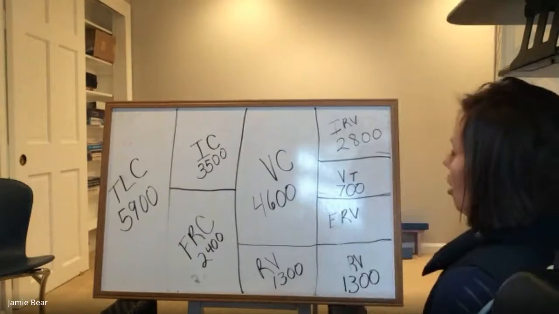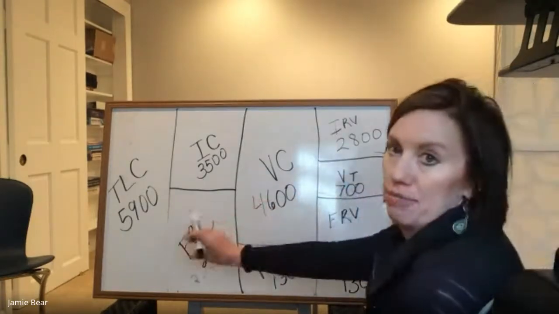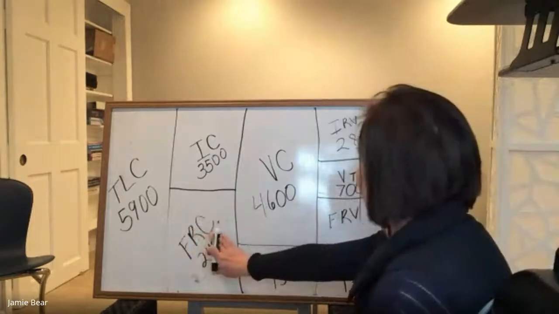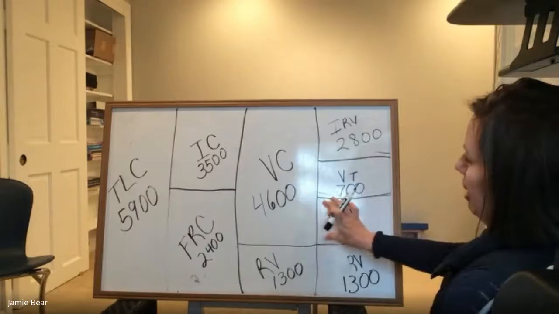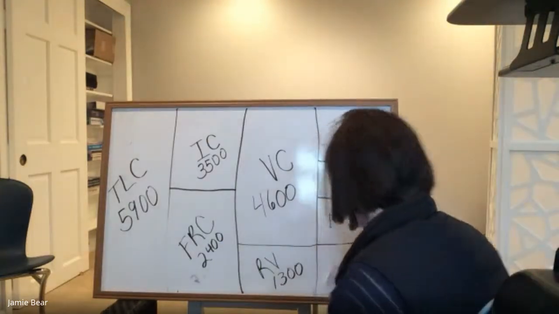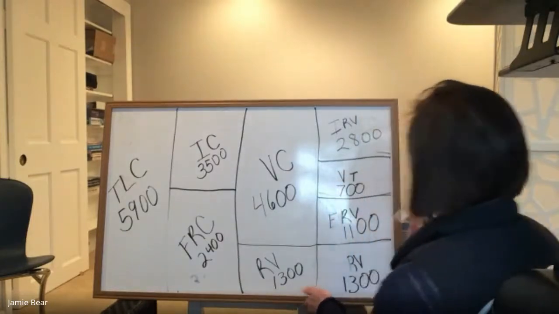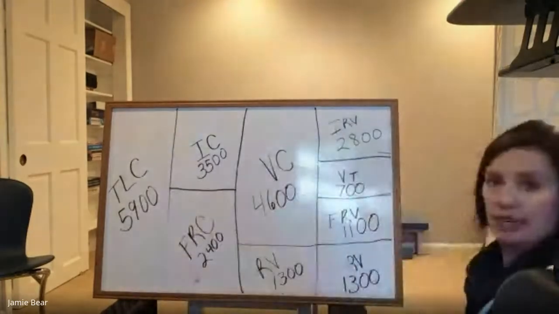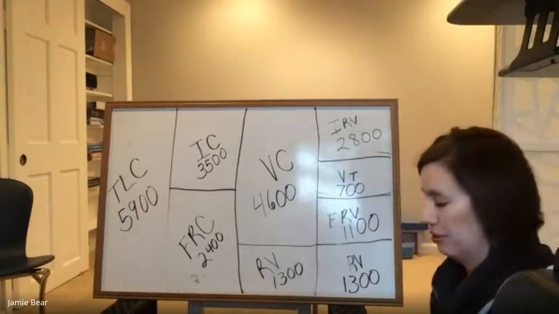Okay. Now, there's a couple of ways I could do this, but I'm just going to stick to my functional residual capacity minus my residual volume, and what's left is my ERV, and that is 1,100. Okay, so does anybody have any questions, or would anyone like for me to do a different one?